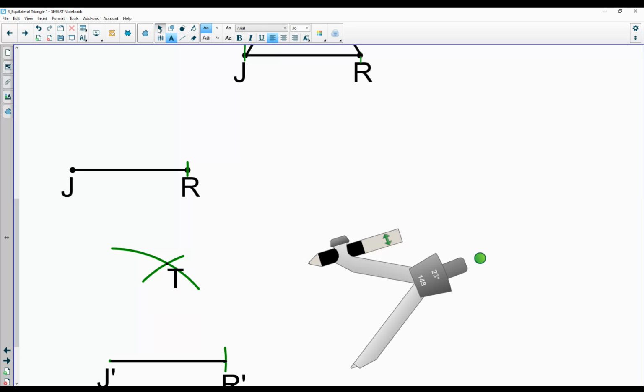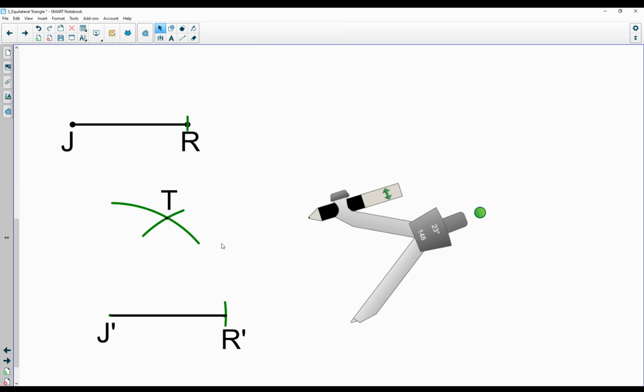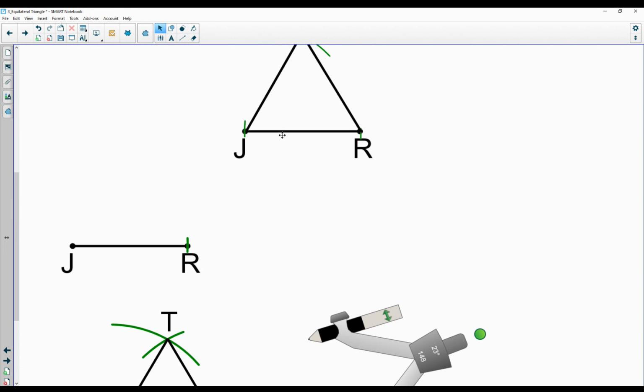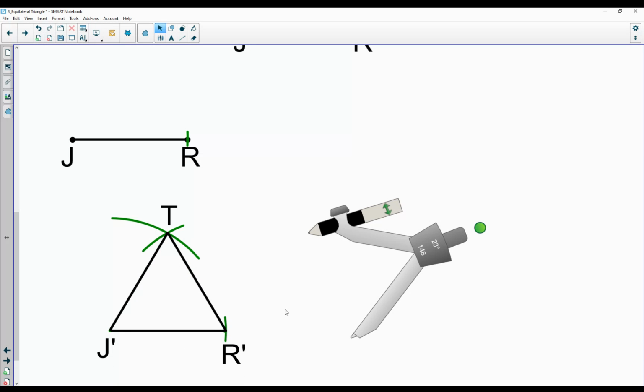I don't have to say T prime because the point T isn't anywhere else on my page. But it's not a triangle until I actually connect T to both R prime and J prime. And there we have it. And that is how you create yourself an equilateral triangle given a segment length, both using the segment length as a side and copying the segment length and then creating your triangle.